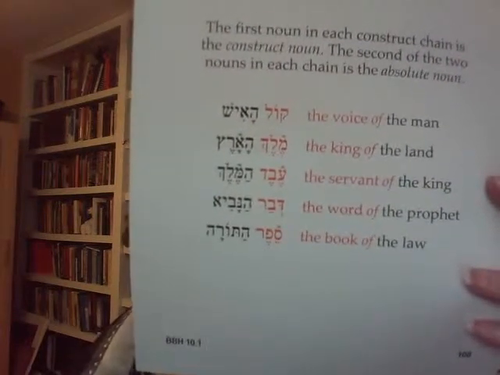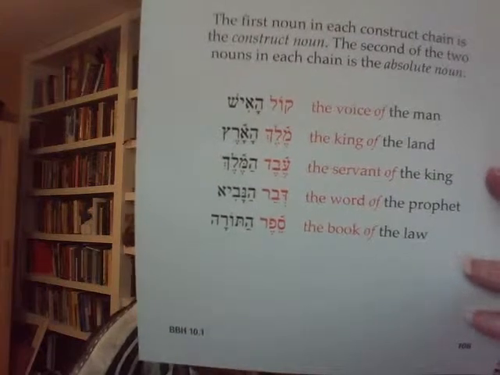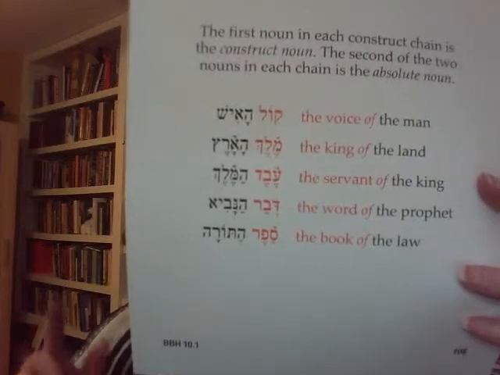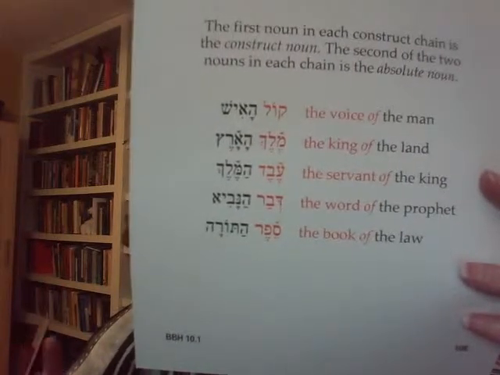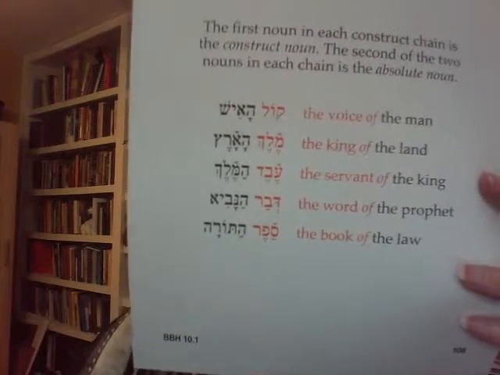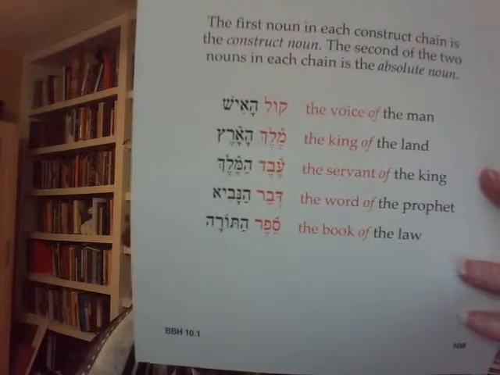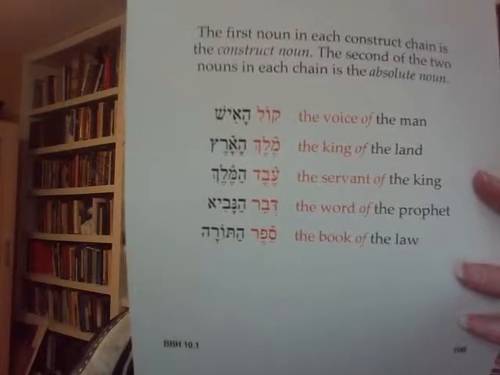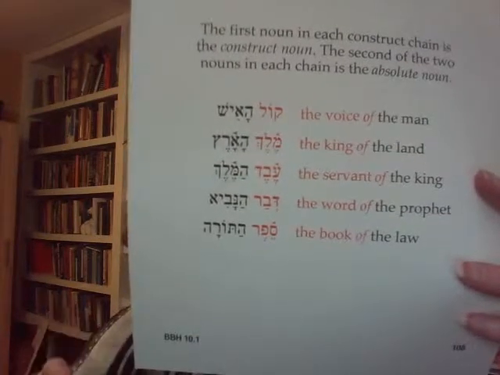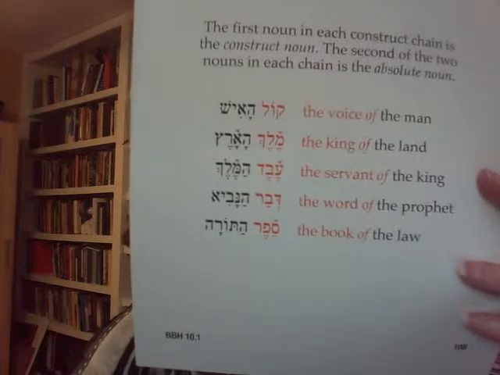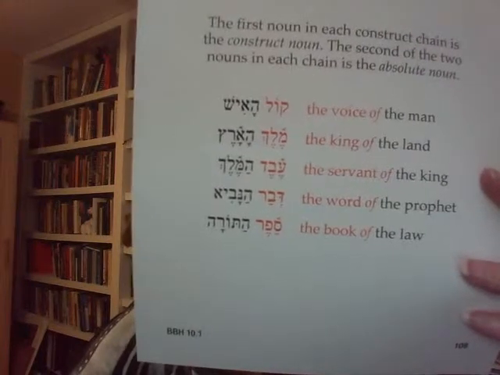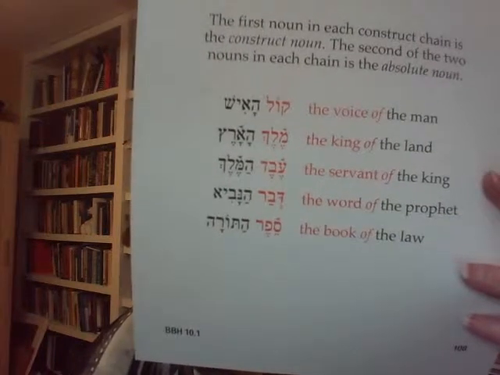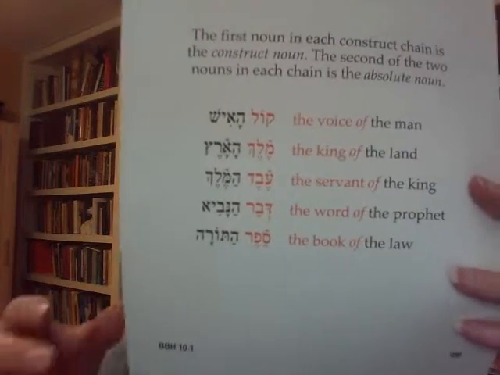The next sentence there, Melech Haaretz, the king of the land. You have a construct noun, Melech, Haaretz, the land, your absolute noun. So Melech is going to be prefixed with a definite article. The king of occurs because you've added an absolute noun with a construct noun. The king of Haaretz, the land, the king of the land.